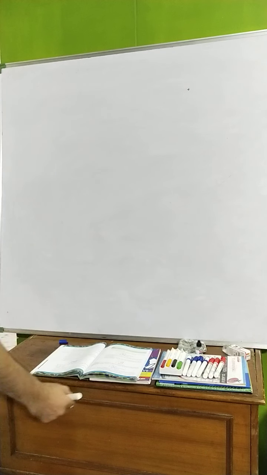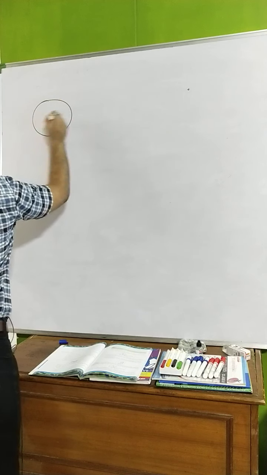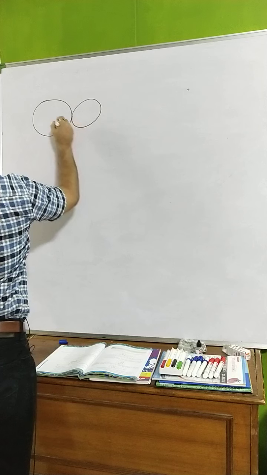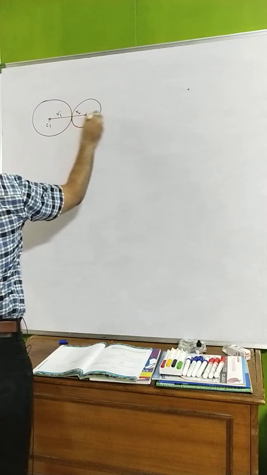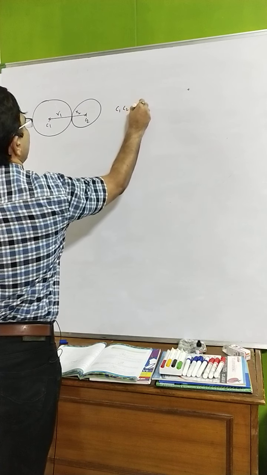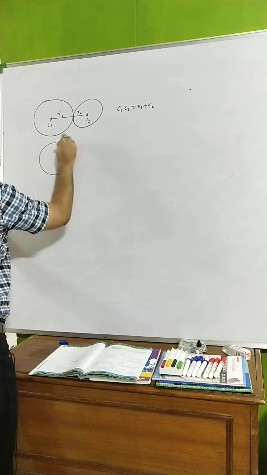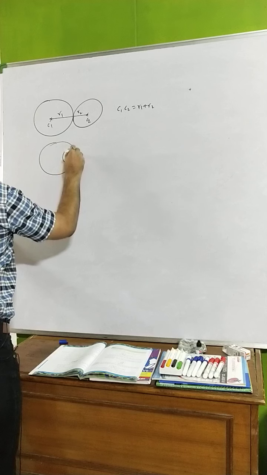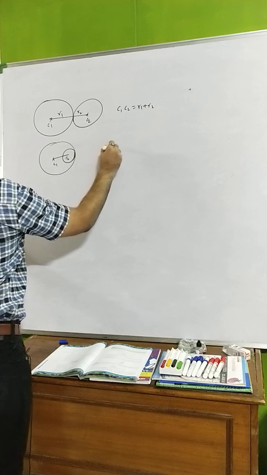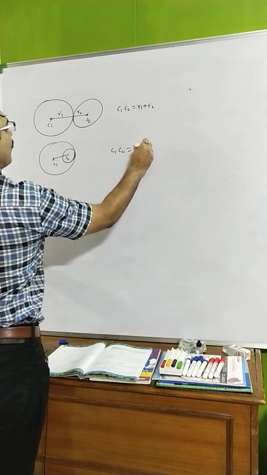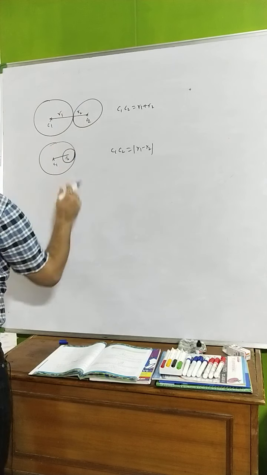Now the first one is the position of the circles. If two circles touch externally, this is C1, C2, R2, R1. The condition is C1C2 is equal to R1 plus R2. Right. And the next one is they may touch internally also. So at that time, the condition is C1C2 is equal to modulus of R1 minus R2, you can say. If two circles touch internally it is like this, externally in this way.